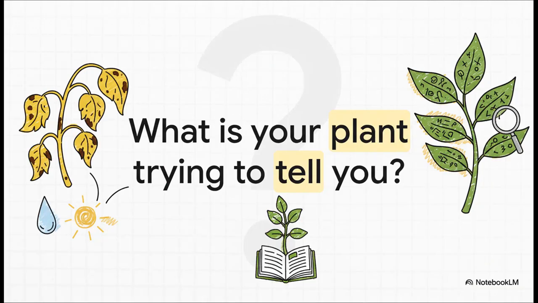You know the feeling, right? You see a leaf turning yellow, a stem starting to sag, and your mind just starts racing. Is it too much water, not enough sun, too little water? Well, more often than not, the answer is written right there on the leaves themselves. And today, that's the mystery we're going to solve.